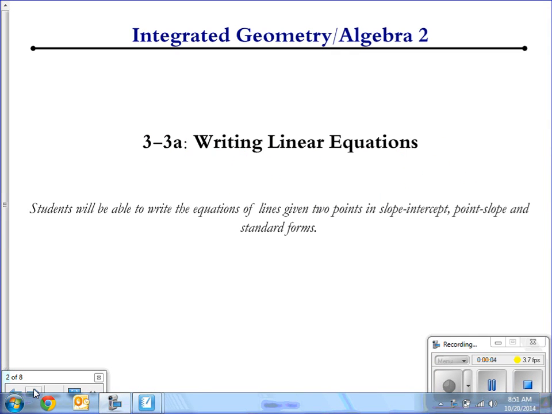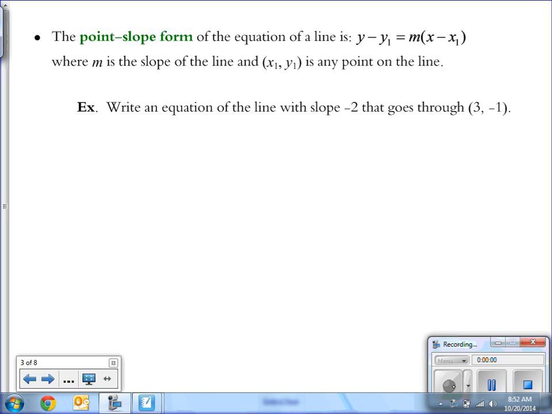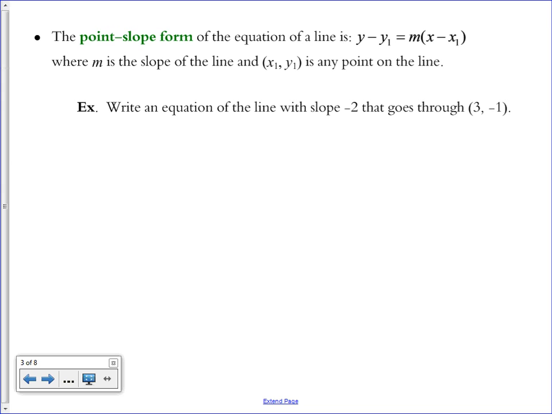This video is about writing linear equations. So you've learned about graphing lines. Now we want to be able to write the equation of a line given some of its characteristics. So the first form that we're going to use to write the equation of a line is called point-slope form.